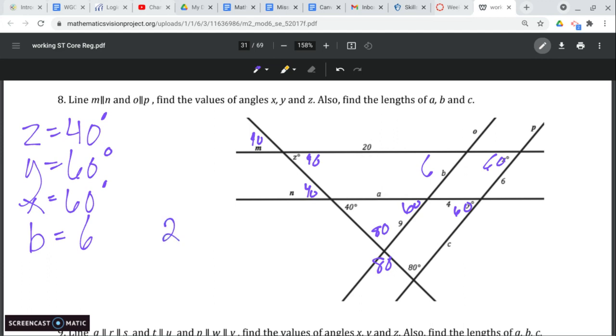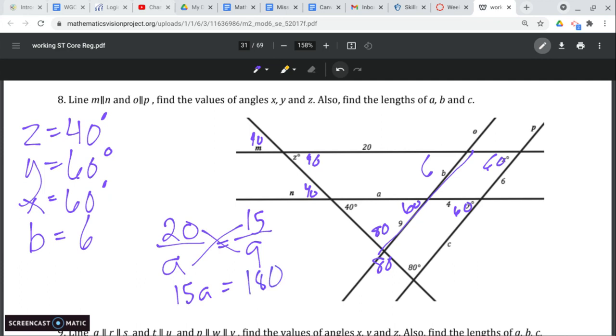So 20 over A, because we don't know what it is, equals this whole side, 9 plus 6, which is 15, over just the 9. So we cross multiply, so we've got 15a equals 20 times 9, which is 180, and 180 divided by 15 is 12. So a equals 12.